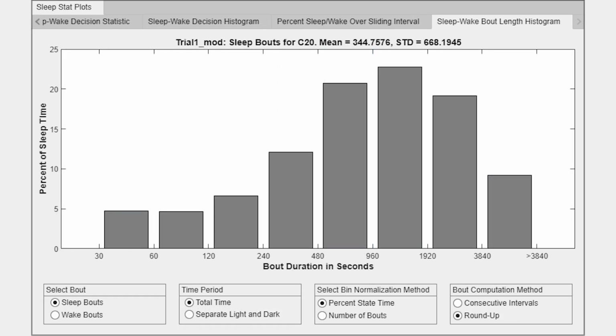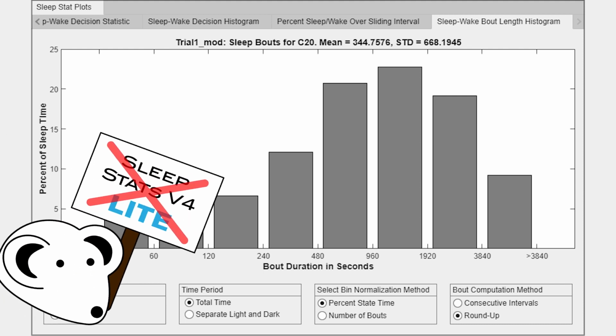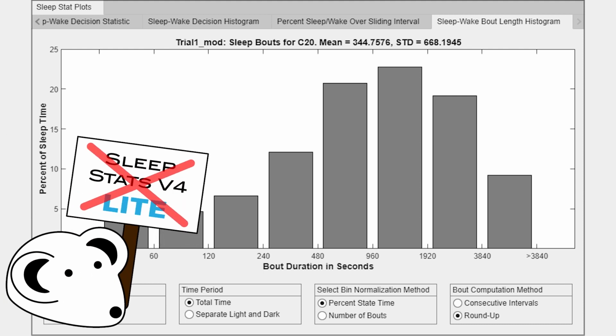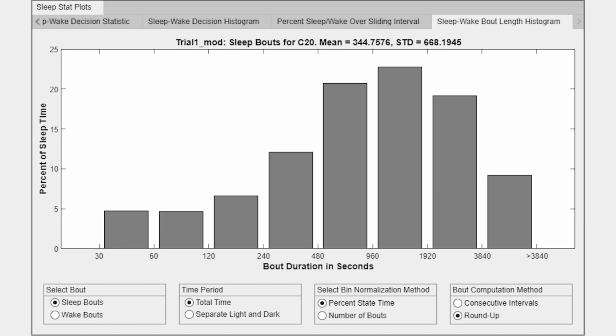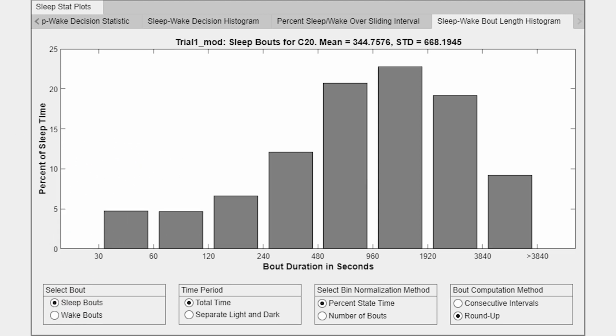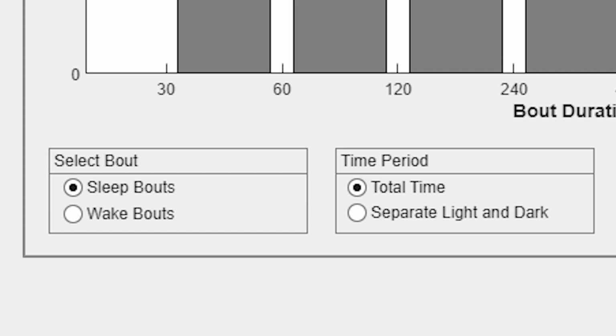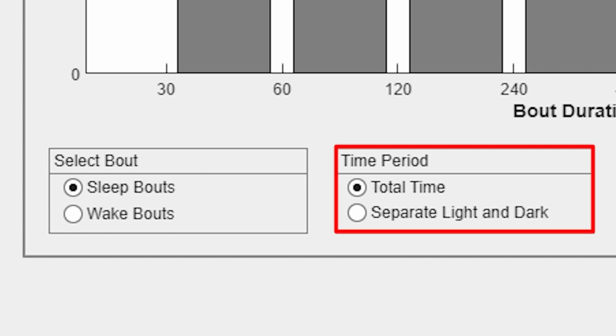The sleep/wake bout length histogram plot computes histograms of sleep and wake bout lengths. This option is not included in SleepStats for Lite. Several options for computing and presenting bout lengths can be selected in the panels shown here. This option determines how the histogram is computed relative to the light and dark phases of the recording.